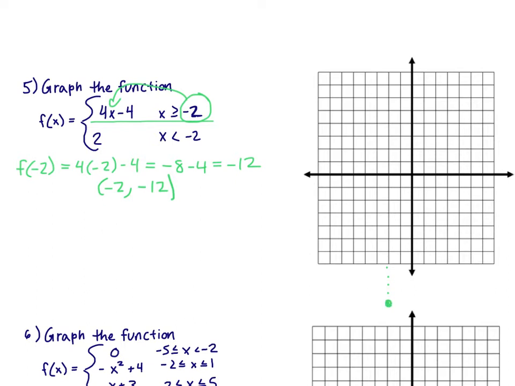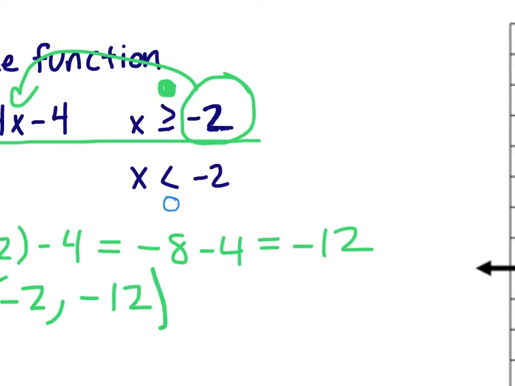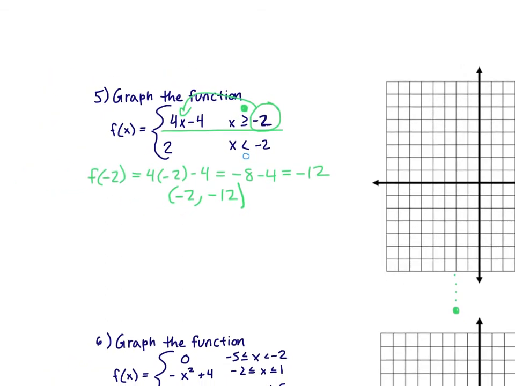And we have a closed circle because this is less than or equal to. This tells us that it's going to be a closed circle. If it was just greater than or just less than, then it's an open circle. Now we need to plug in another point that is greater than negative 2, because here we have a greater than sign.